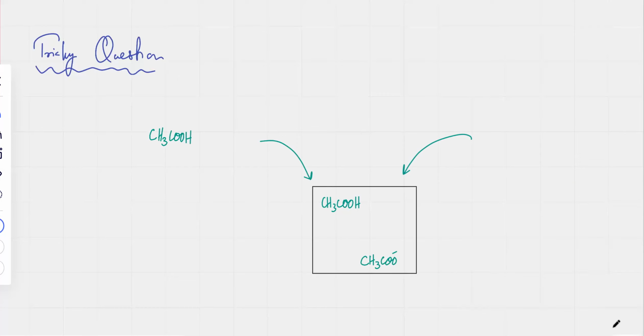This ethanoic acid had a concentration of 0.1 mole per dm cube. And the volume was kind of unknown. No one really knew what the volume was. And you had the conjugate base added as well in the form of a salt, like CH3COO-1 Na+1. Its concentration was known. It was 0.2 mole per dm cube. And the volume was unknown, because we had no idea what the volume was.